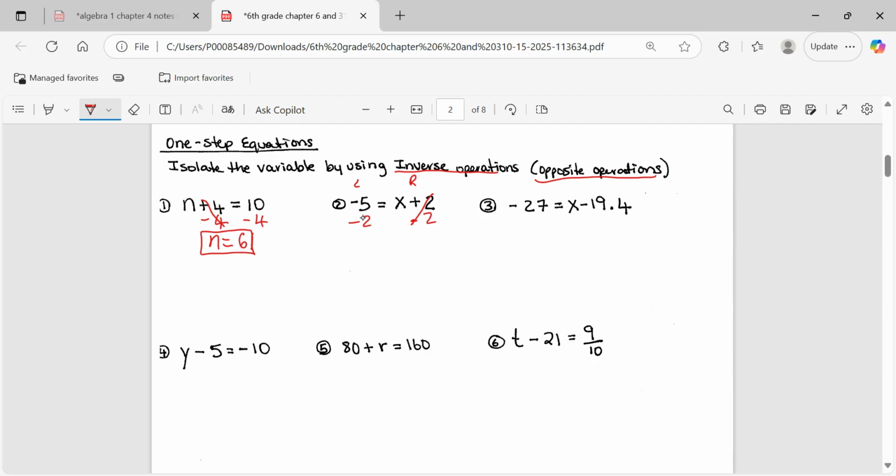Negative 5 minus 2 is negative 7. Negative 7 is equal to my x. And I just like to keep it in whatever order it's in. So if the x is on the right, let's leave it on the right.